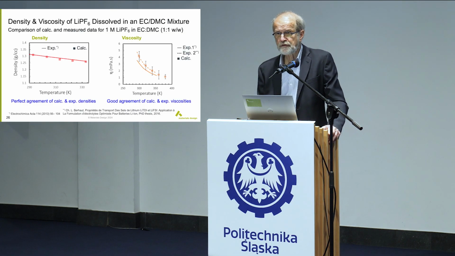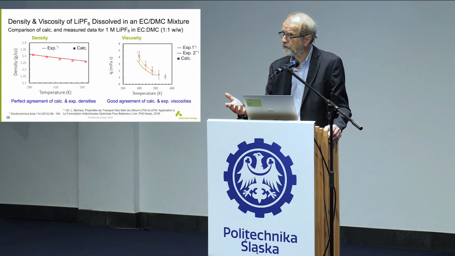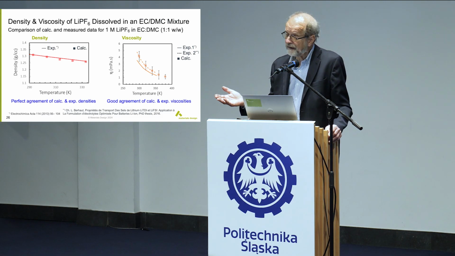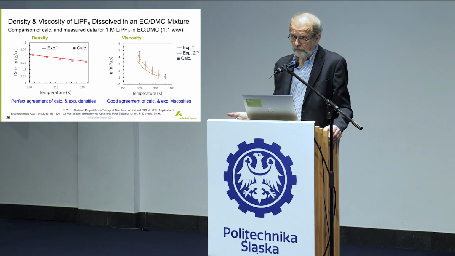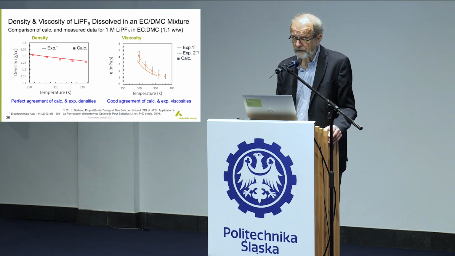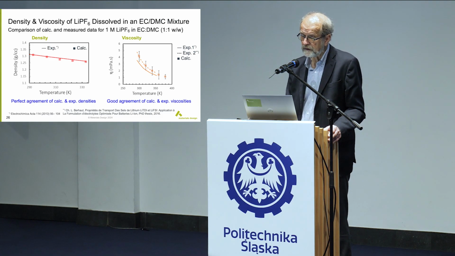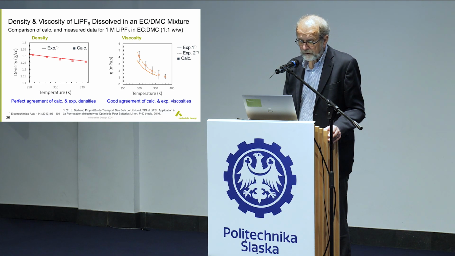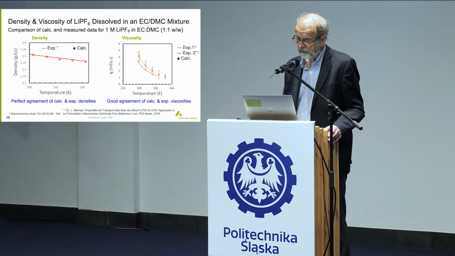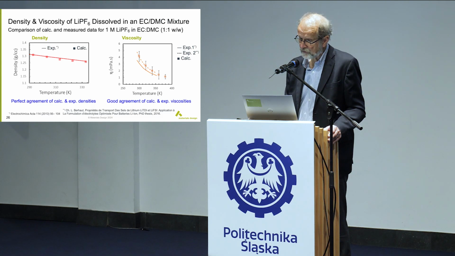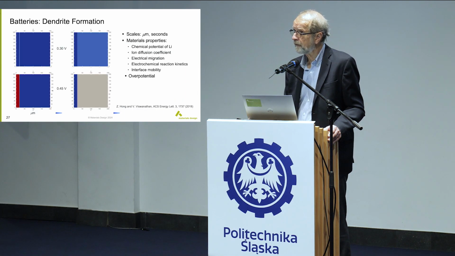Just to give you an example of what properties we can compute, for example, the density and viscosity of the electrolyte. That's a mixture of lithium hexafluorophosphate in EC and DMC. The experiment is the solid line. This is the calculation of the density. And here's the viscosity. For viscosity, you have two experimental curves, and those are the computed curves. Remarkably accurate.